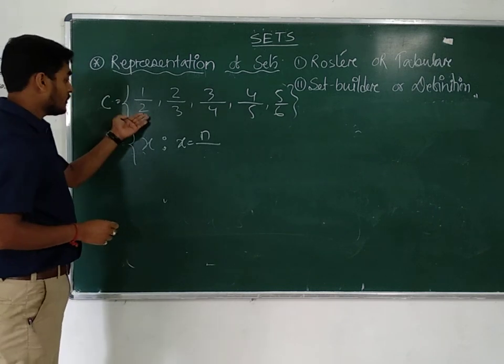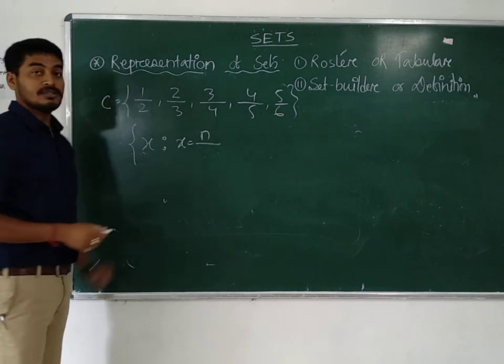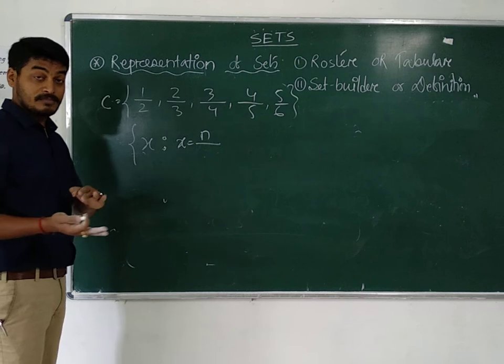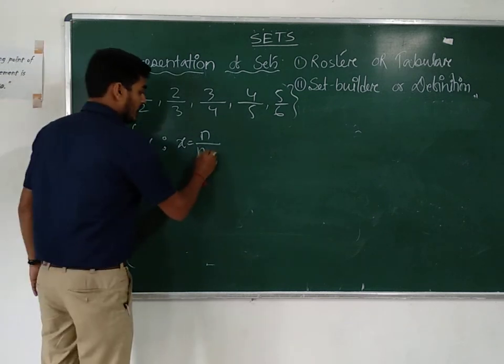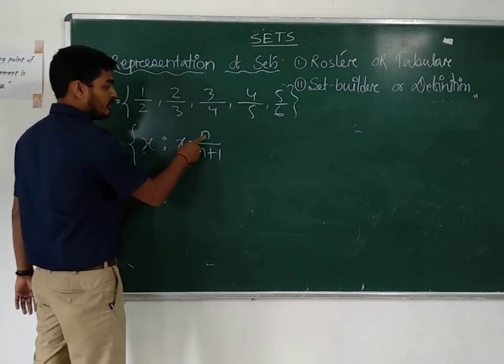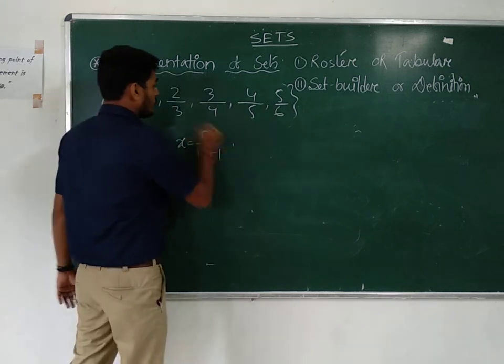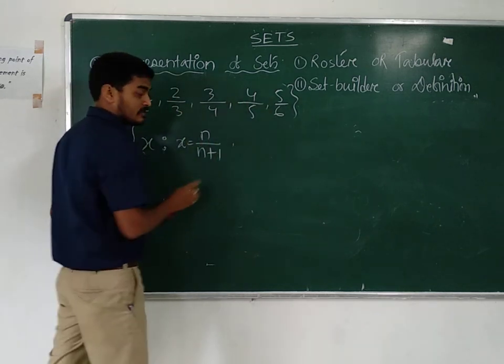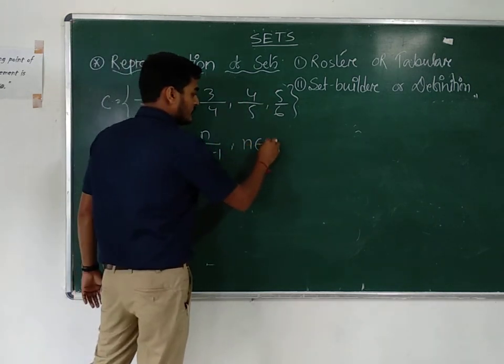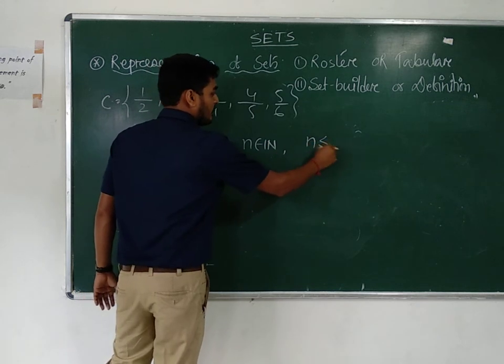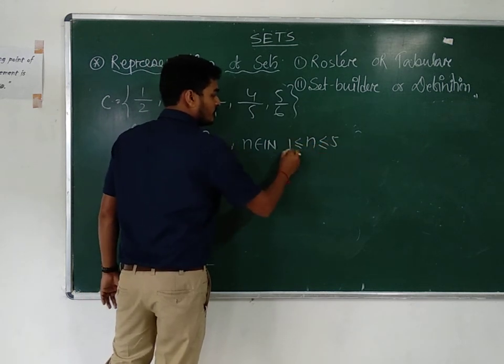But the denominator is totally related with the numerator, that's why I am going to use the same symbol, n plus 1. What is n? What is the smallest value of n? 1, 2, 3, 4, 5. All are natural numbers. That's why n belongs to natural numbers. And what is the upper limit? 5. What is the lower limit? 1. Minimum.